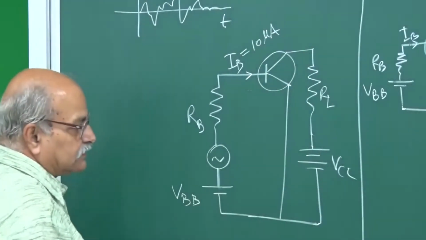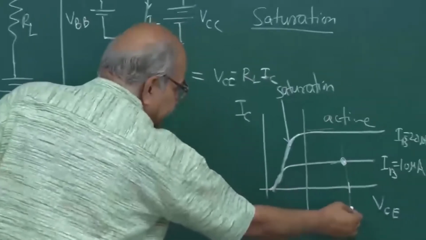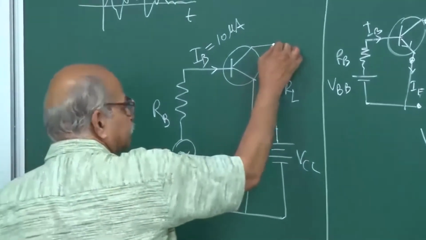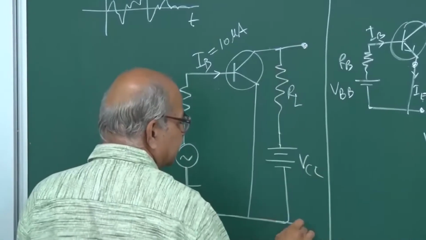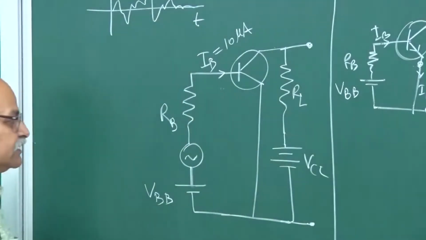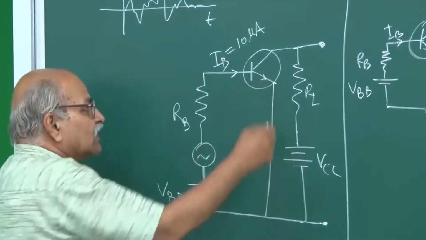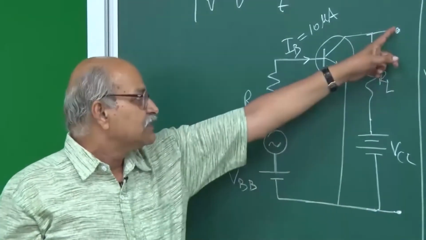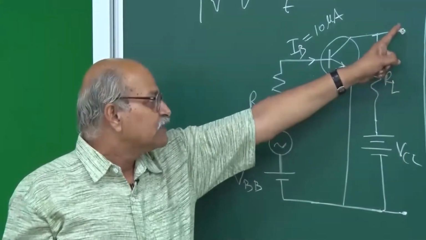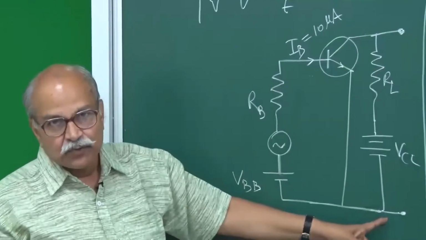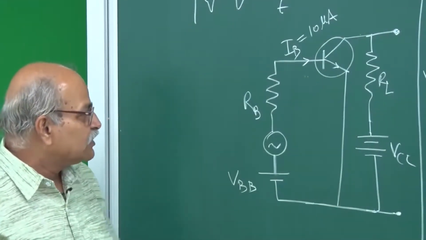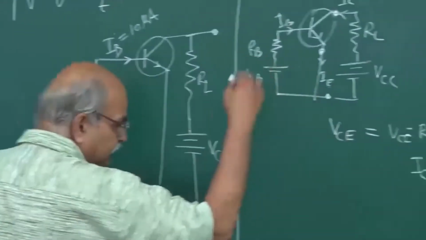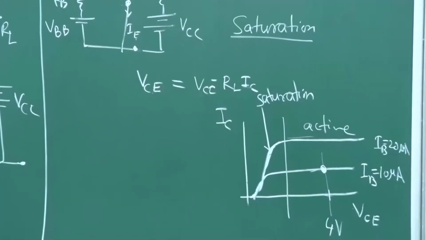And this VC is something, maybe let us say 4 volts. So this VC is 4 volts from here to here. From here to here, this is VCE, which is also your output voltage. This is the collector voltage, and this is the emitter voltage. So this VCE is nothing but the voltage between this point and this point, which is also called the output voltage. So this is the scenario, and suppose in this condition this VCE or VO is your 4 volts.